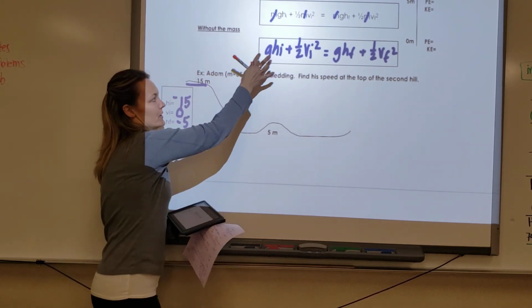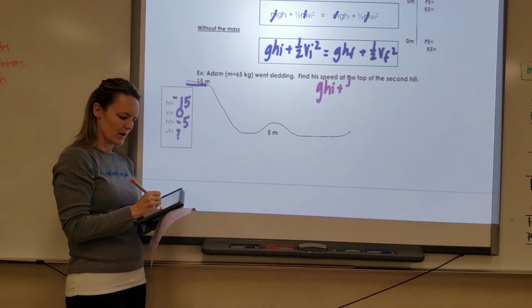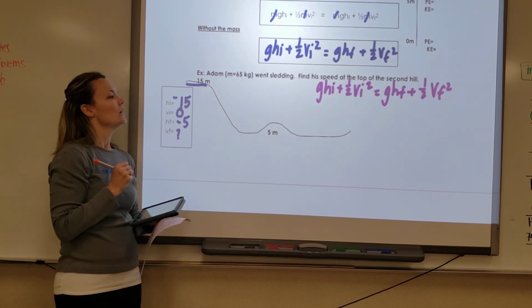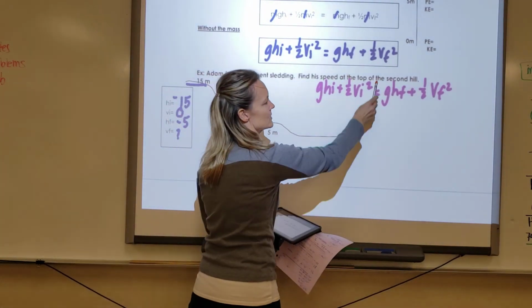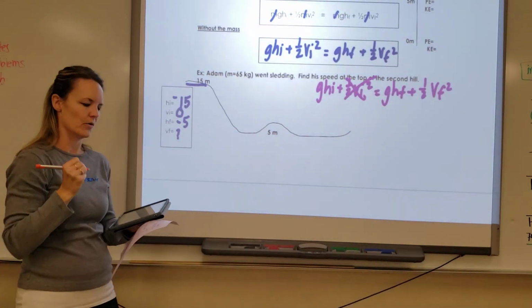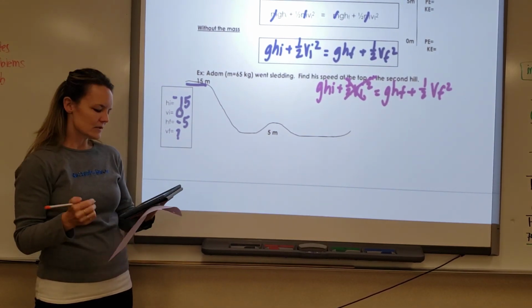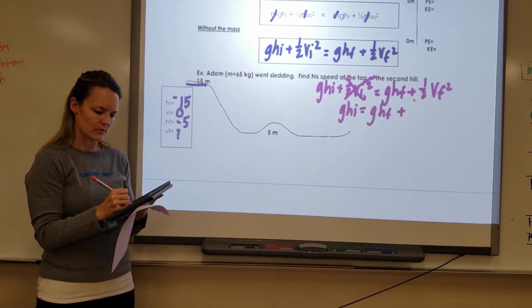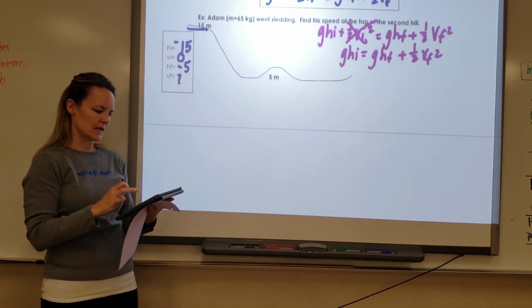Okay, so I'm just going to rewrite that equation right there. g hi plus 1/2 vi squared equals g hf plus 1/2 vf squared. All right, first thing, get rid of anything that's a 0. The initial velocity is 0. This whole chunk right there cancels out. Whenever you have a 0, it's going to cancel out that whole chunk. Okay, so we're now down to g hi equals g hf plus 1/2 vf squared. All right, I am ready to plug in the numbers that I have.